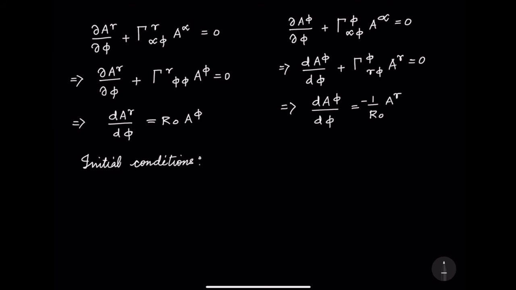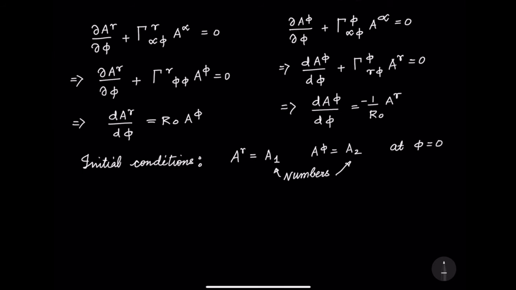So let's just ad hocly choose Ar as A1. This doesn't mean any coordinate or anything. This is just a number. And A phi is A2. So let me write it here that these are numbers. These are the values at phi equals 0.